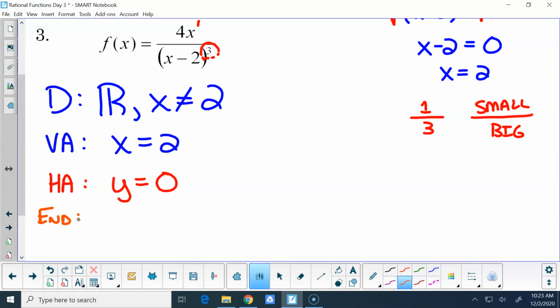So then we've got end behavior and asymptotal behavior to go. So my end behavior is going to be as x approaches positive infinity, my function is going to approach 0 because 0 is my horizontal asymptote. Okay? These two numbers are going to always be the same. We just got to figure out if it's approaching from above or from below.